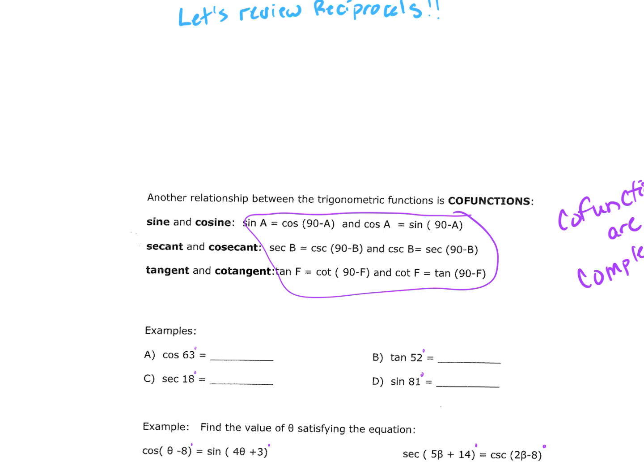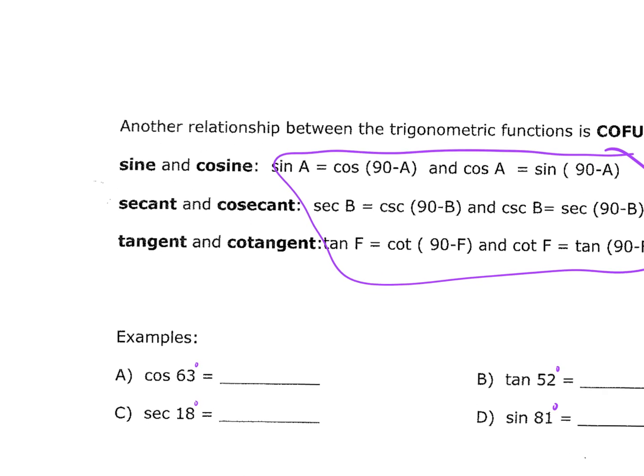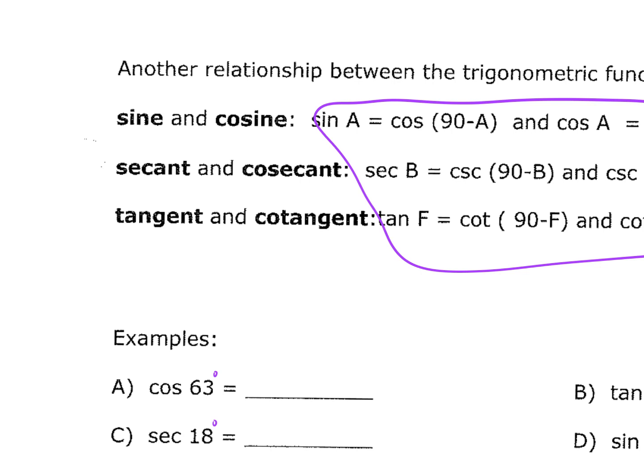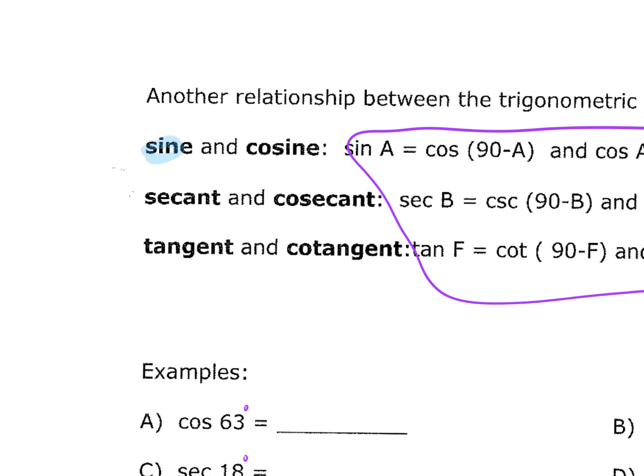It's different from the reciprocals. It's kind of more in tune with what you probably thought of to begin with when we were talking about our trig functions. So the easy way to remember this, in my opinion, is that each of the trig functions pairs with the trig function that has the co in front of it, right? So it's sine and cosine, it's secant and cosecant, and it's tangent and cotangent. So those are the cofunctions.